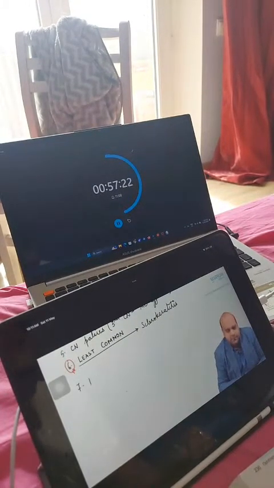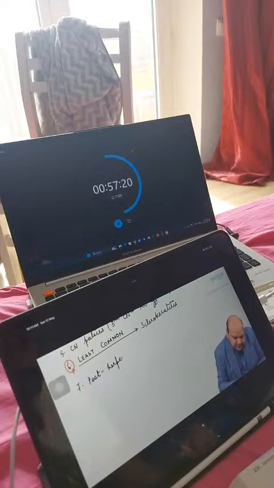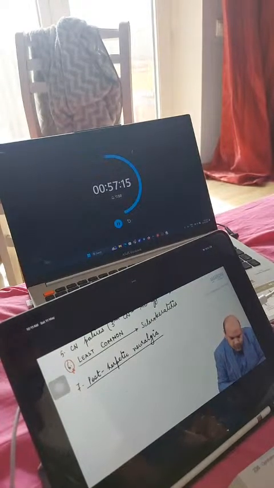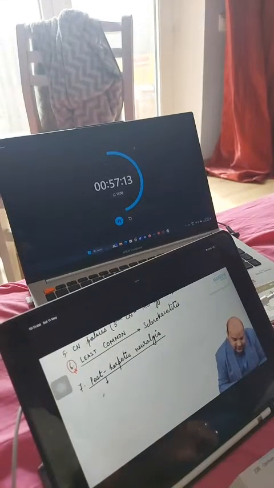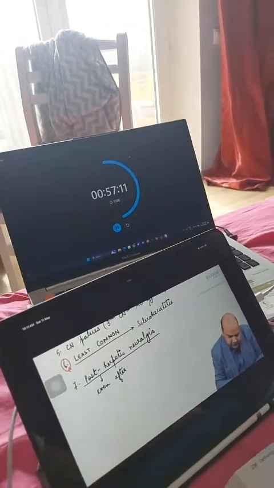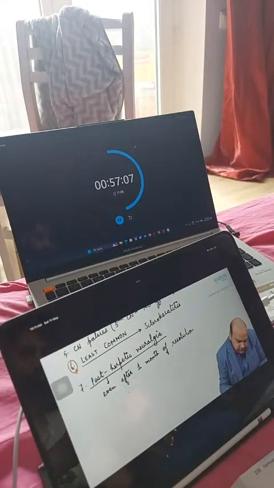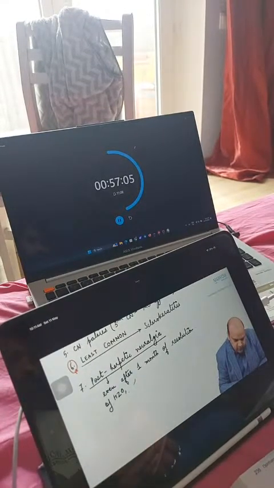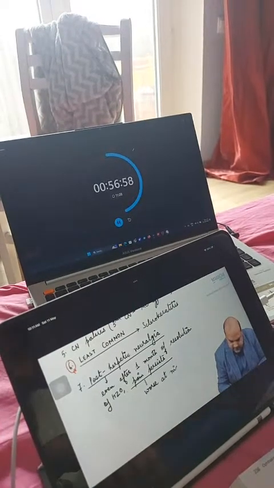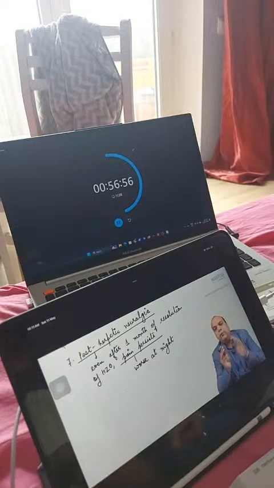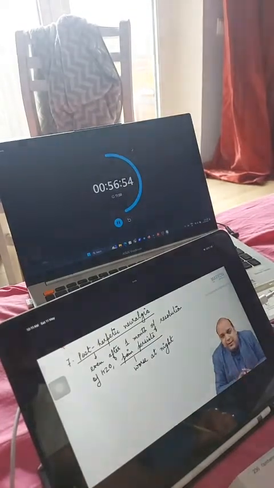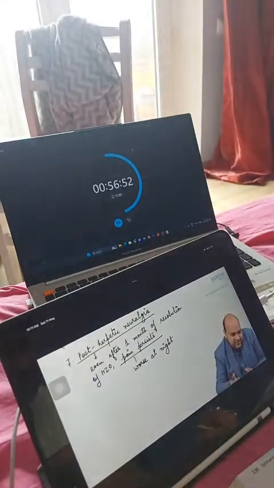Okay, number 7. Another important sign is post-herpetic neuralgia, where even after 1 month of resolution of HZO, pain persists. And this pain is usually worse at night. So you have to inform the patient about this, that even though your lesion is treated, in this area the pain may persist, post-herpetic neuralgia.